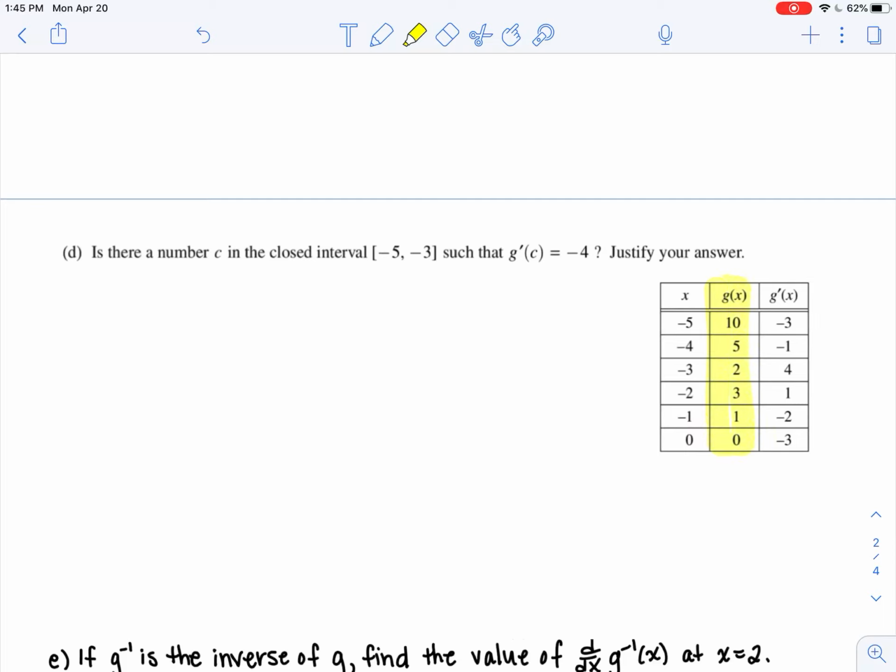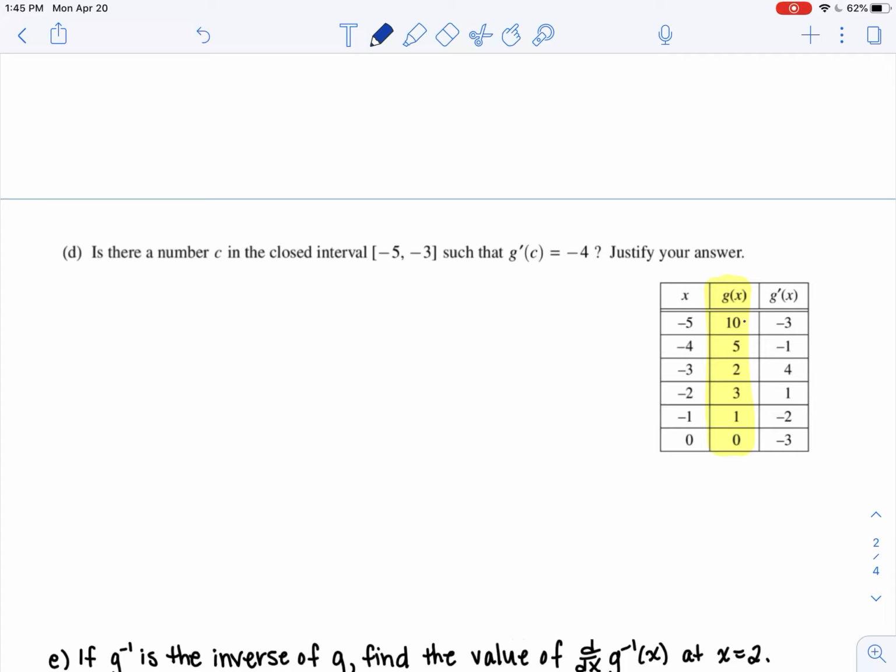So now I'm going to have to think about, can I use MVT instead? So for MVT, I need to find where's an interval where my average rate of change comes out to be equal to negative 4. Is that possible? And now I'm going to obviously, again, this one's a little harder than some of the ones we've done in the past because usually they would have done something like 0.